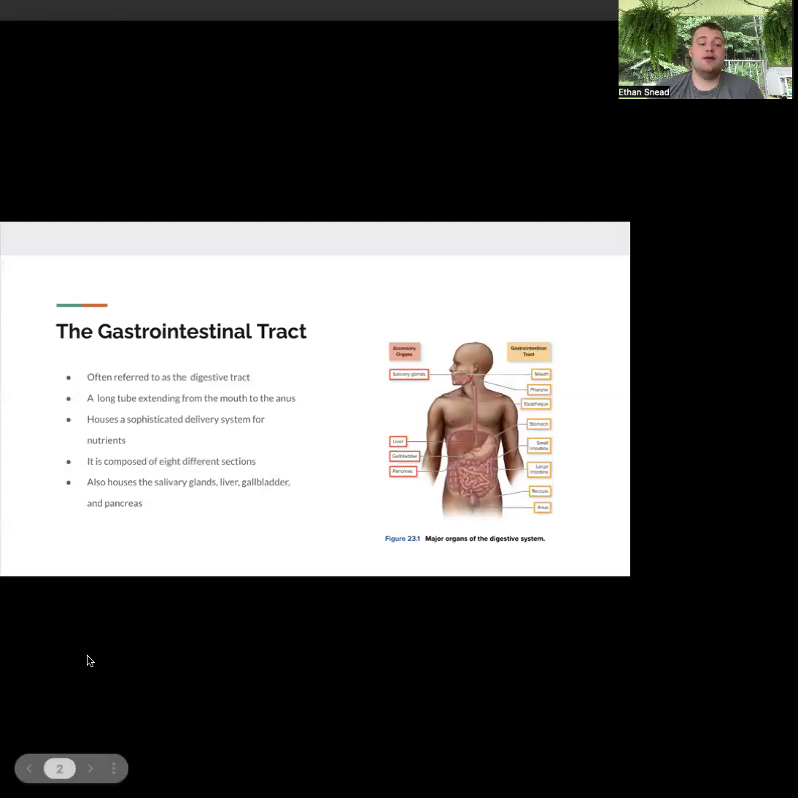To begin, the gastrointestinal tract is often referred to as the digestive tract or the digestive system. In summary, it is a long tube that extends from the mouth all the way to the anus of the human body and other mammals as well. The gastrointestinal tract also houses the sophisticated delivery system for nutrients, and it's composed of eight main sections.